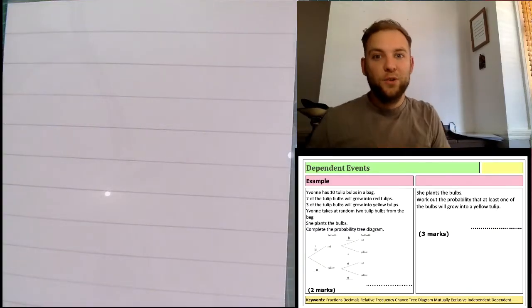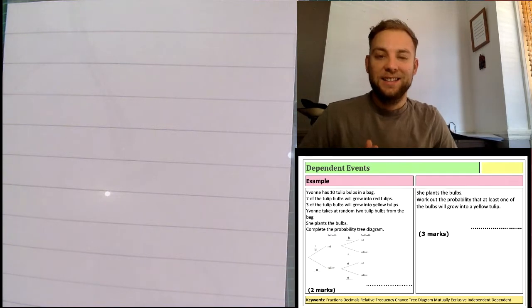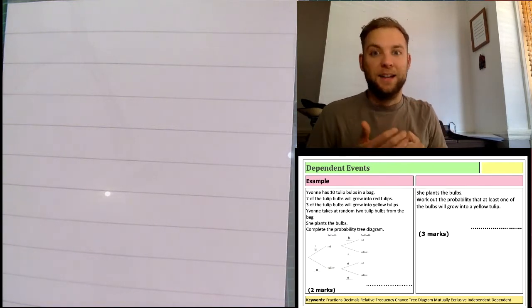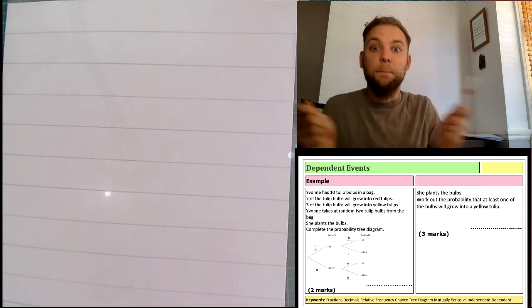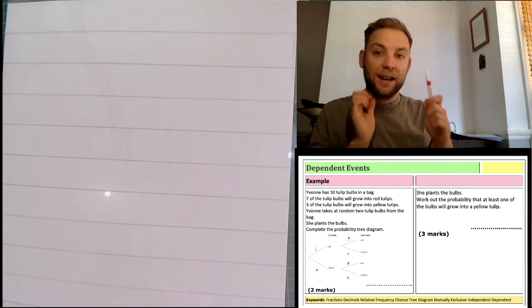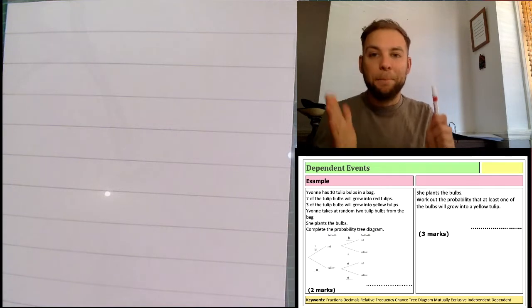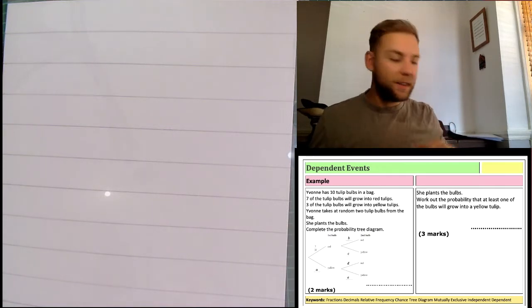Hello and welcome to this video on dependent events. So we've already had a look at independent events, which is where one thing doesn't have any impact on the other thing, so we can multiply these two things together. Now dependent events is when one has an impact on the other. So let's have a look at this first question then.